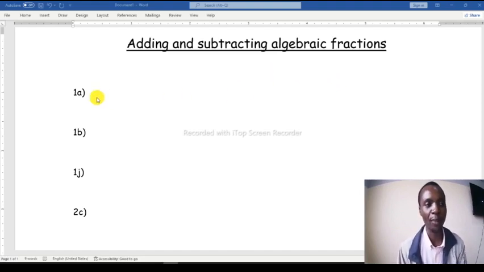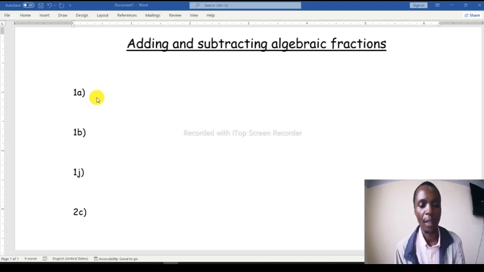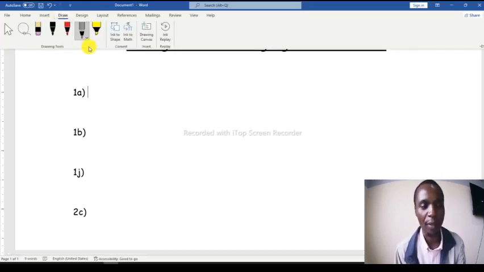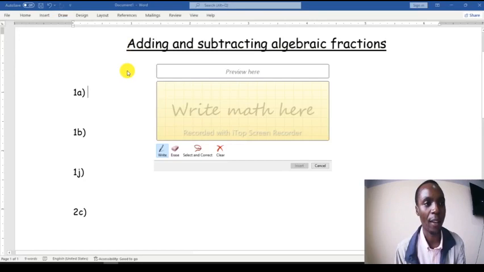So I've pre-selected number 1a from exercise 9.6 on page 93 in our learner's book or in our course book. Number 1a, 1b, 1j and 2c. So we'll start with 1a there. 1a says x over 5 plus x over 5.